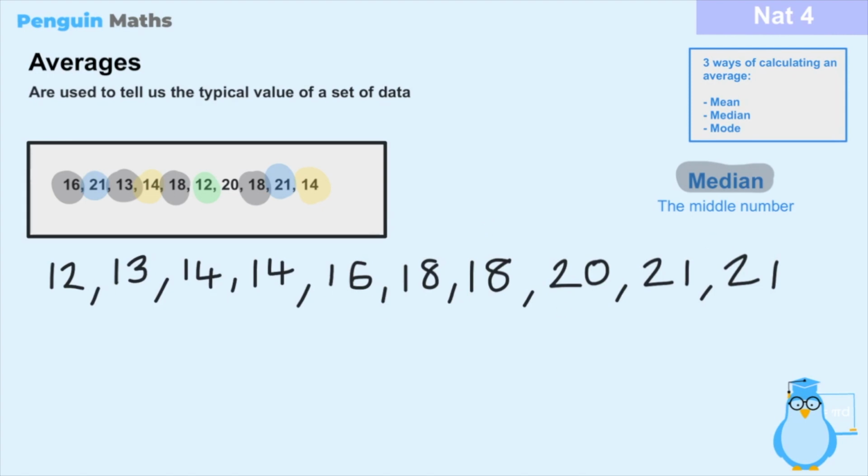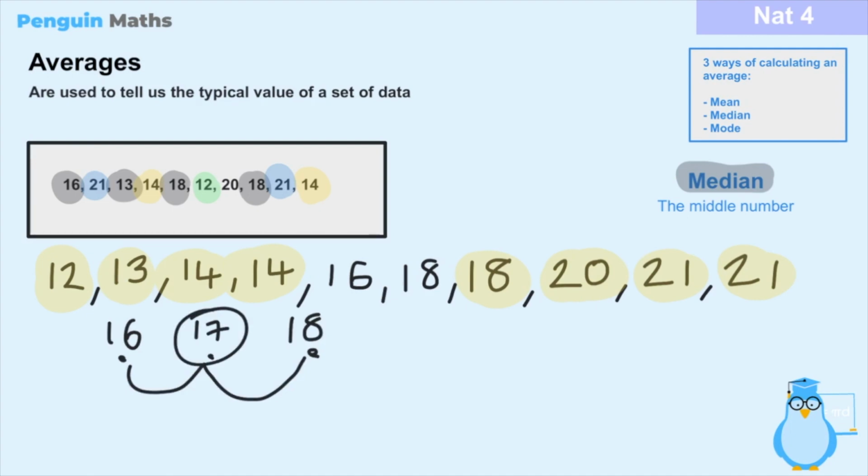So to calculate the median of this set of results, we have to identify the middle 2 numbers and where they are. And we can see here the middle 2 numbers are 16 and 18 because we have 4 numbers to this side and 4 numbers to this side. And then what we do to calculate the median is find the number which is halfway between 16 and 18. So what we can do to calculate that, we could have a number line and we have 16 and 18, and we know that the number in between them is 17. So that means that 17 would be the median for this set of data.